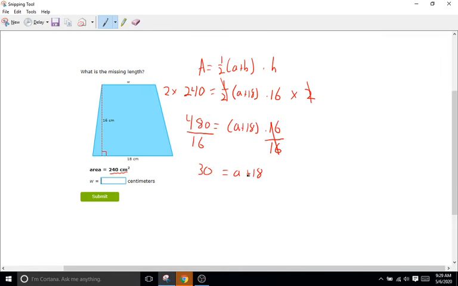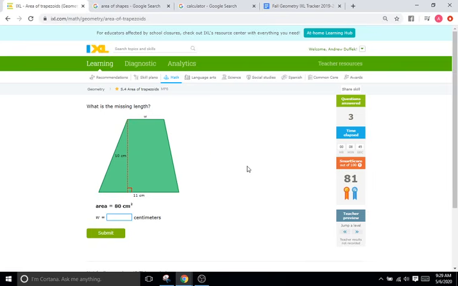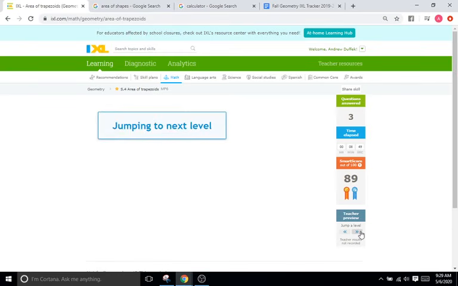Okay. Last thing we do to get A by itself is to subtract the 18 from both sides. 30 minus 18 is going to be 12, which equals A, which is our missing length or base. So that's going to be 12. So we'll go back, type in 12, and there we go. Okay, same problem here. I'm going to skip.